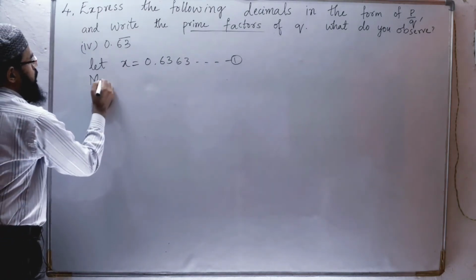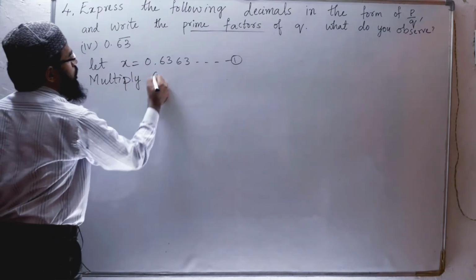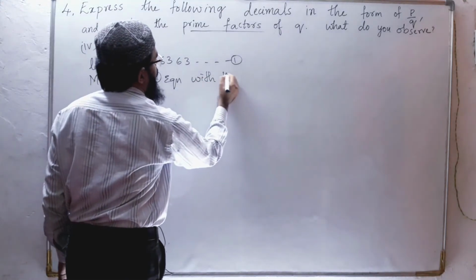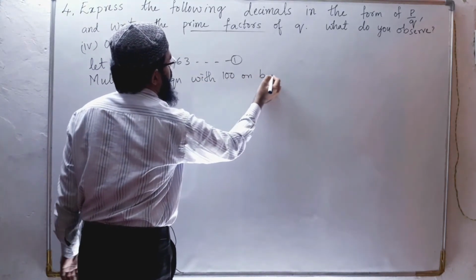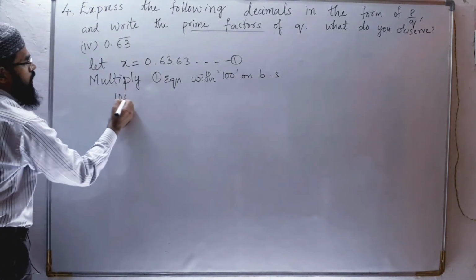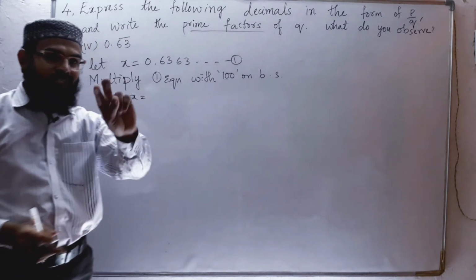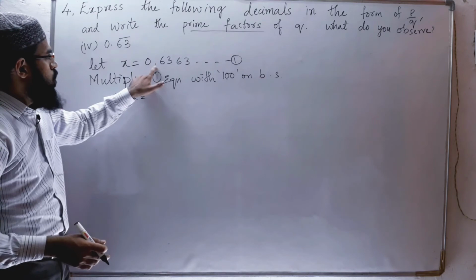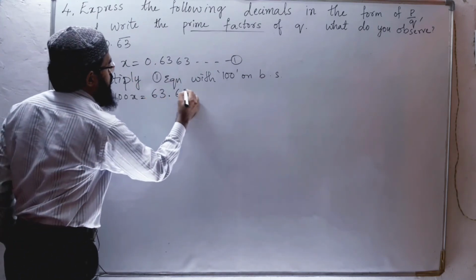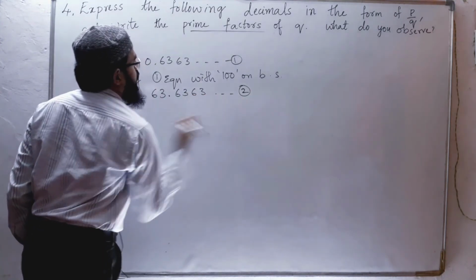So multiply the first equation with 100 on both sides. So 100 into x is 100x equals, and since 100 has two zeros, the point goes after two digits, so 63.6363 and so on. This is our second equation.